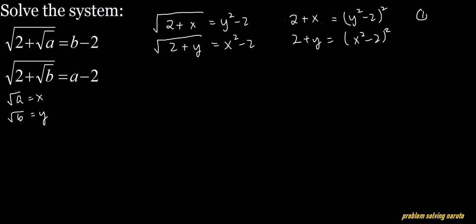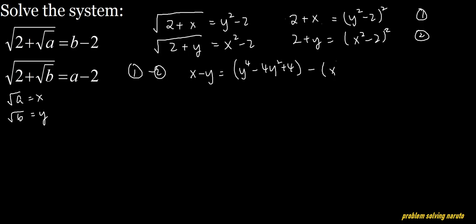Let's say this is equation 1, this is equation 2. Let me try 1 minus 2. Then I'll have this minus this. Okay, and I will get 4x squared minus 4y squared plus, or let's say minus, x4 minus y4.